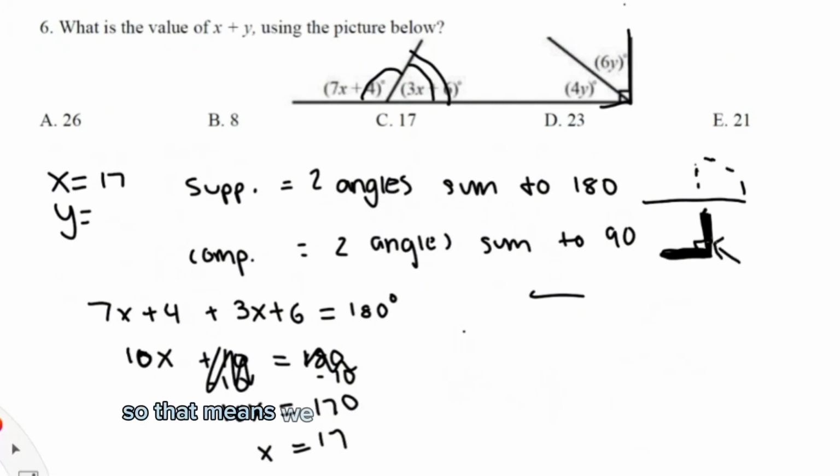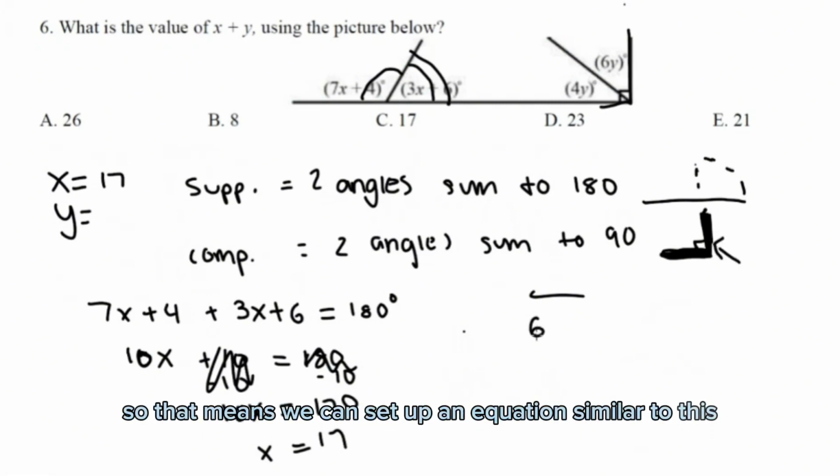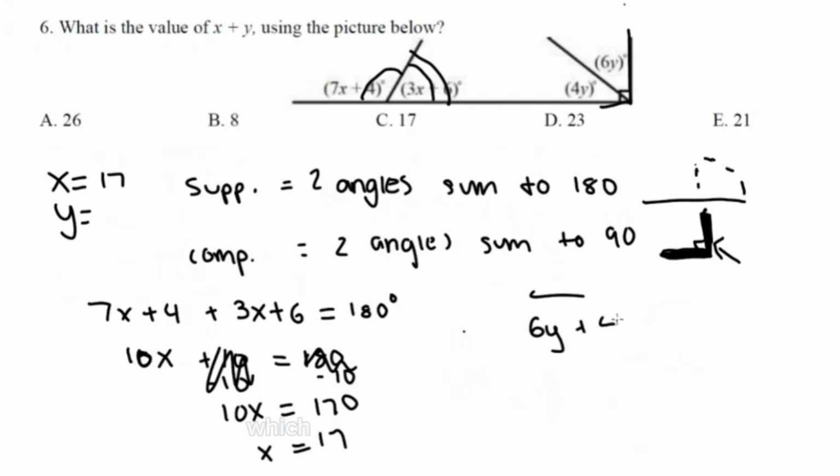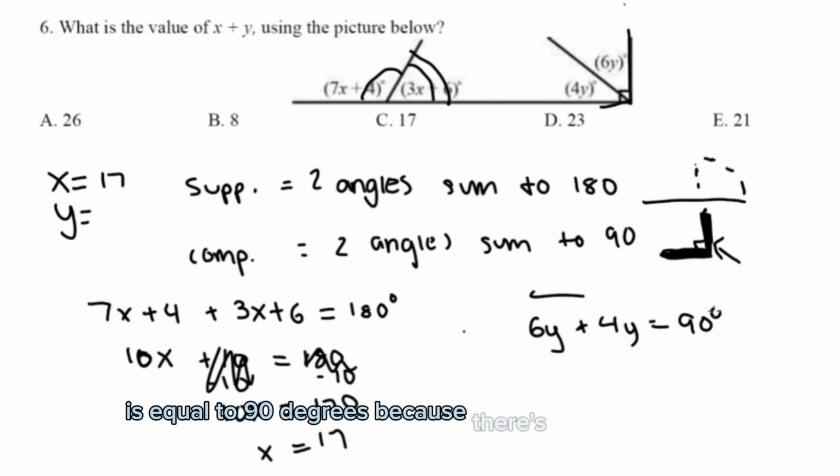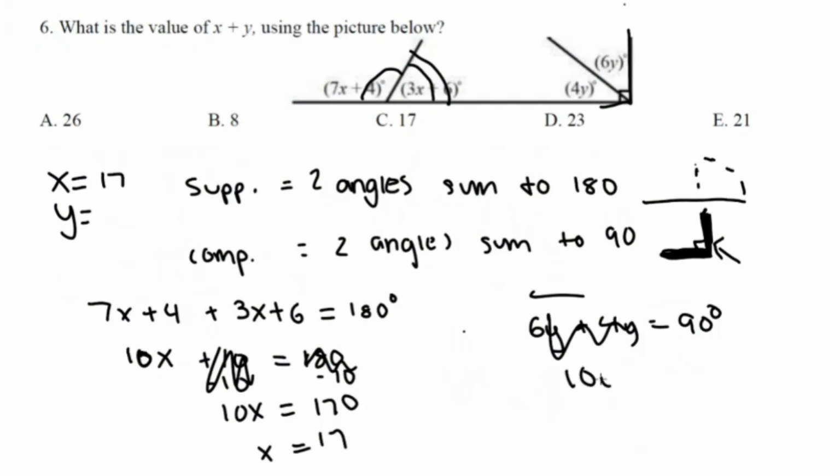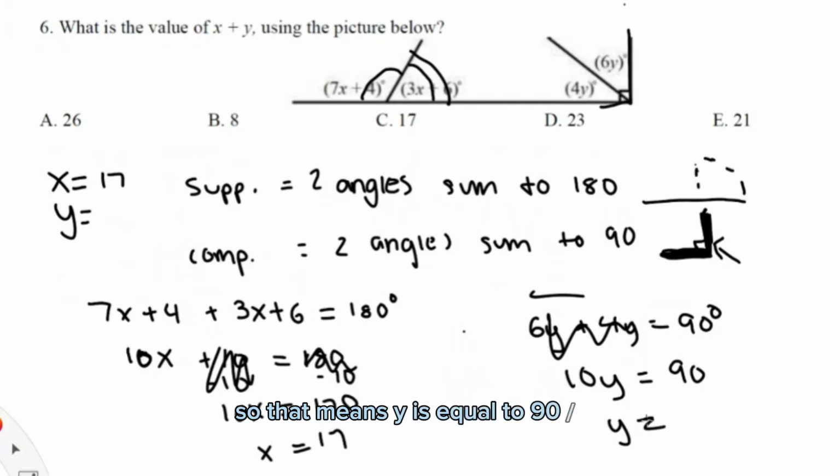So that means we can set up an equation similar to this. 6y plus 4y, which are the two angle lengths, is equal to 90 degrees because they're supplementary, so they sum to 90 degrees. So 6y plus 4y, that's just 10y. 10y is equal to 90, so that means y is equal to 90 divided by 10. 90 divided by 10 is 9, which means y equals 9.